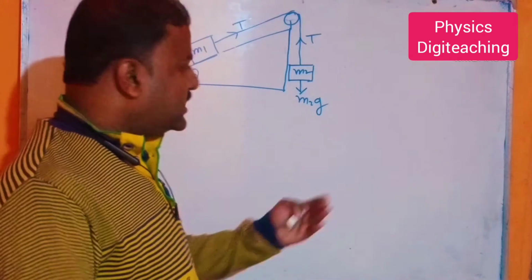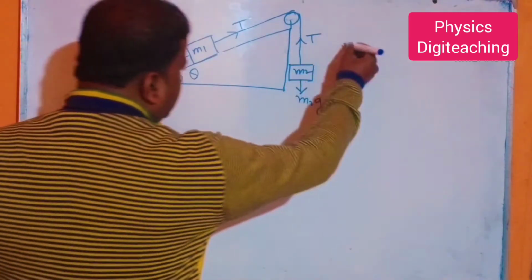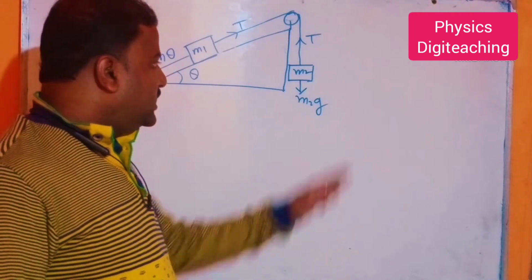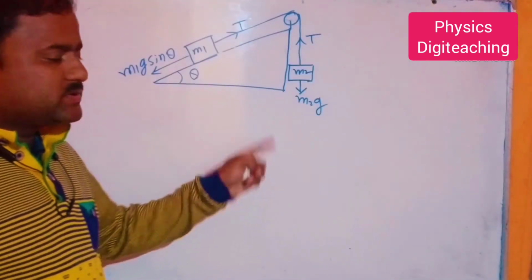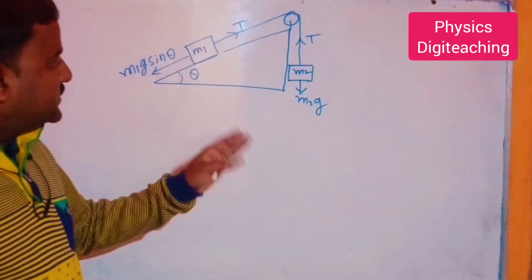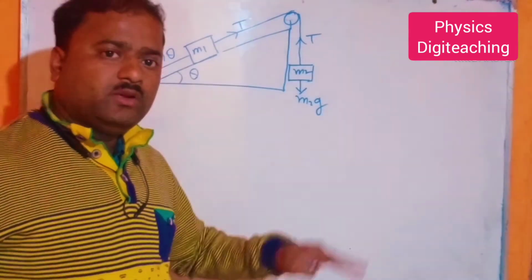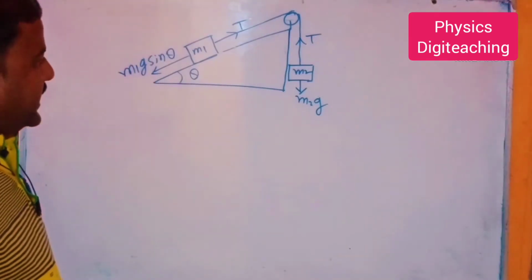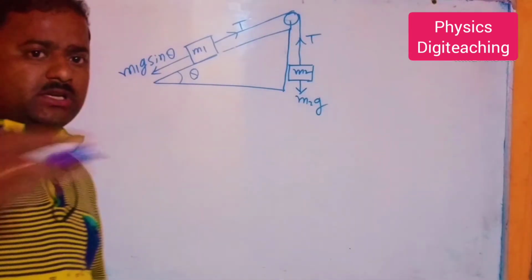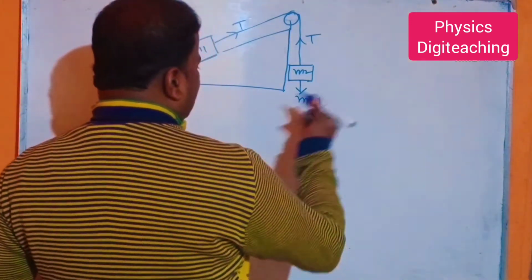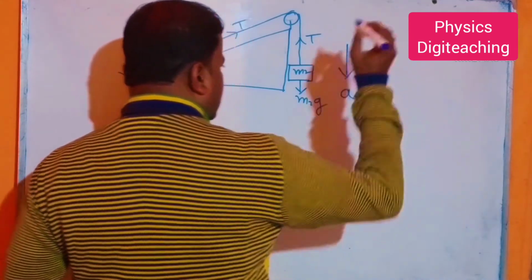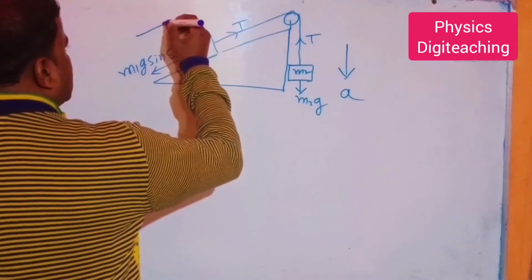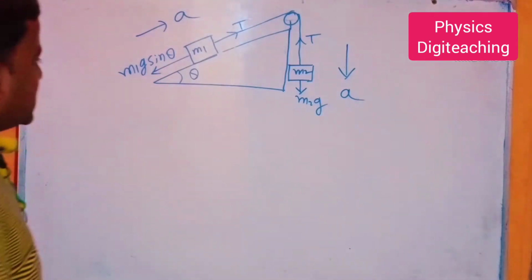We take any direction of acceleration, in this direction or in this direction. If at the end of our calculation the sign of the acceleration is positive, then our supposition is right, and if the sign of the acceleration is negative, then we conclude that the direction of the acceleration is opposite to our supposition. Now we take this acceleration to be in this direction.